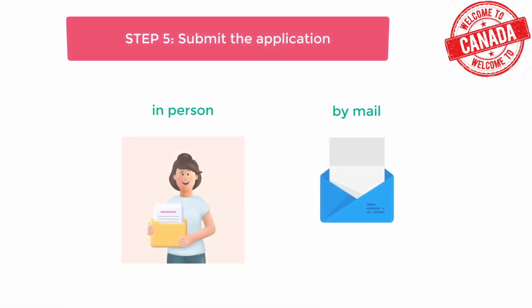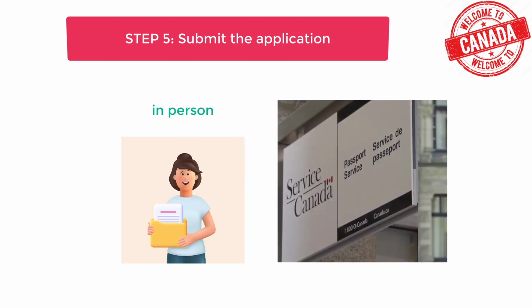Now go to the Step 5. Step 5. Submit the application. You can submit your child's Canadian passport application, in person or by mail. If you are applying in person, you can go to any Service Canada centre that offers passport services without an appointment. Walk-in services are not guaranteed. They may not be available at busy locations.